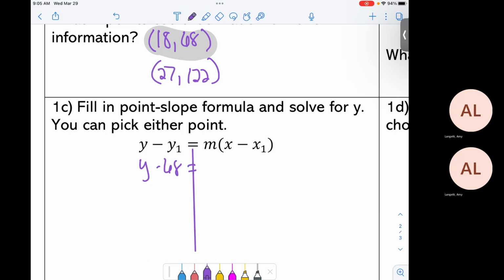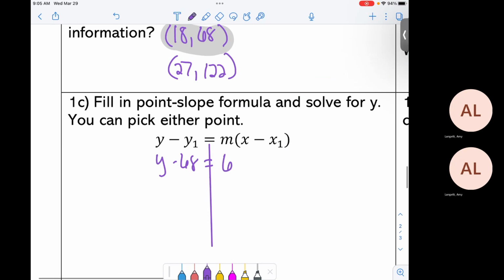Okay, and what do we get for M? Do you remember? 6. Yep, 6 points. Minus 18. Good. 6x. Got that calculator? Unless you can do it in your head. 60 and 48. 108, isn't it? 6 times 18. 108. That's what you said.